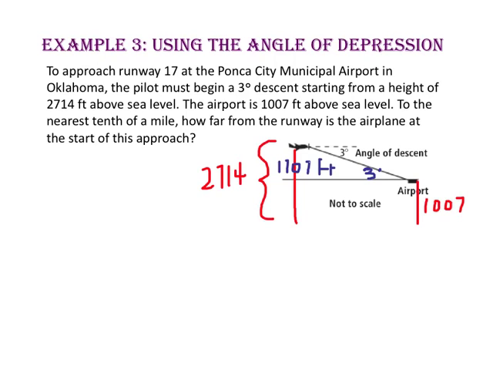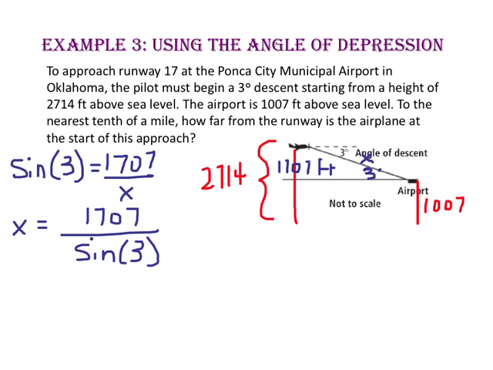If we want to find the distance from the airplane to the runway, we are looking for the length of the hypotenuse of our right triangle. Since we know the length of the side opposite our 3-degree angle, and we're looking for the length of the hypotenuse, we will want to use sine of 3 degrees since sine equals opposite over hypotenuse. Since x is in the denominator, x and the angle will switch places and will divide. On your calculator, type in 1,707 divided by 3 and hit the sine key, then hit the equal button.